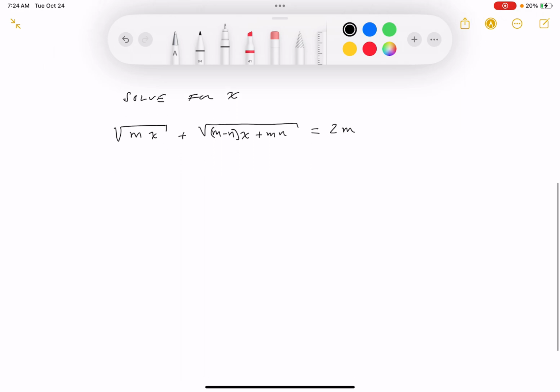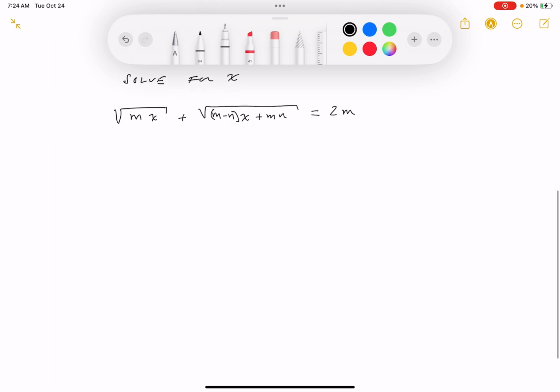Now, what I would do, it might seem thuggish to you, but I'm not looking for any kind of tricks in a problem. I'm just looking to see if I can isolate one of the radicals. And the worst radical to isolate would be this one over here. And that's m minus n, x, plus mn equals 2m minus the root of mx.